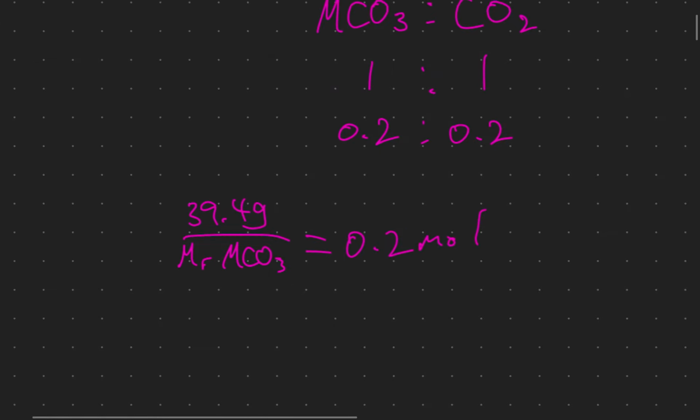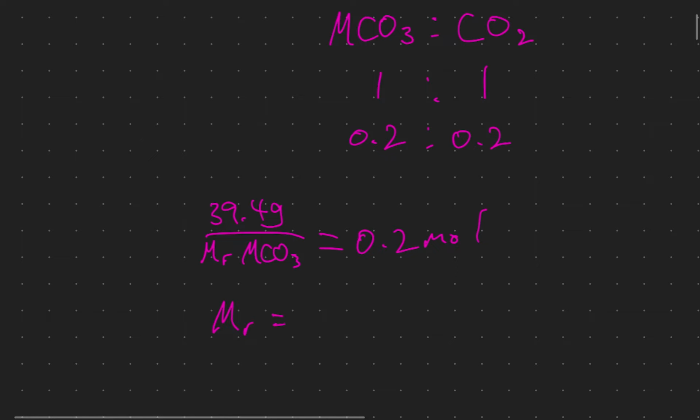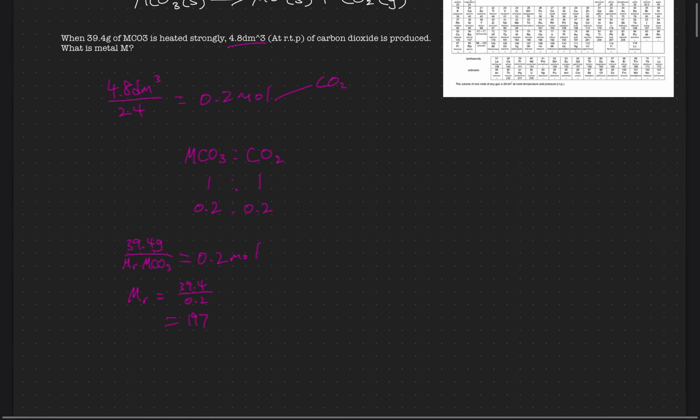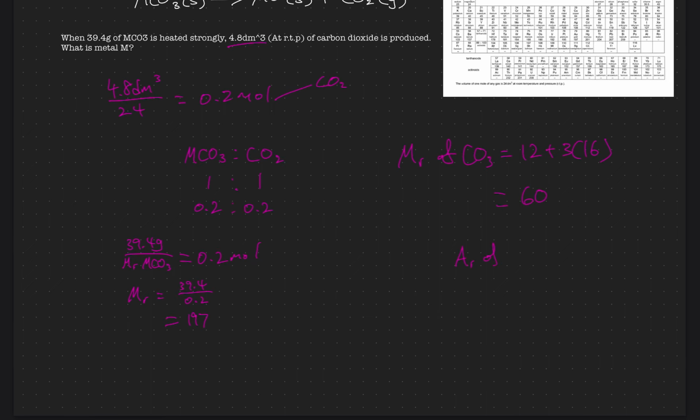Okay, so here's what I want to find. I want to find the MR. So the MR will equal 39.4 divided by 0.2, and that'll give me 197. So therefore, I need to now find the MR of carbonate, because I want to find the AR of M. So the MR of carbonate is just 12 plus 3 times 16, which is 60. So therefore, the AR of M will equal 197 minus 60, which will give me 137.